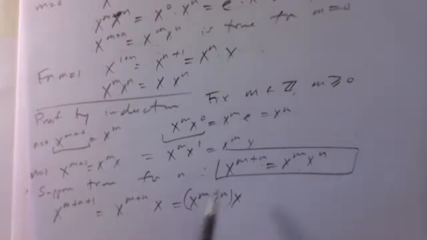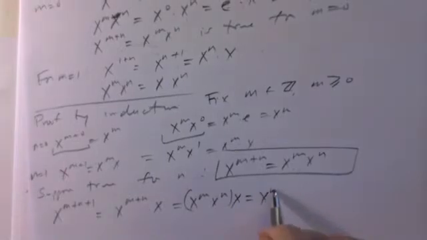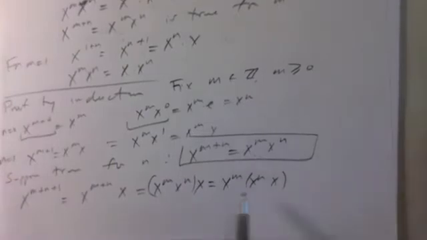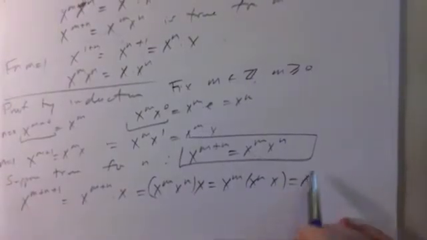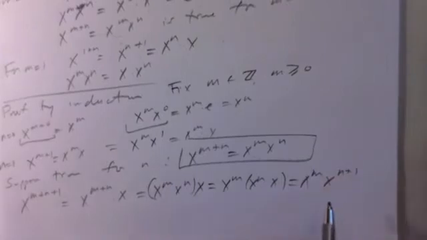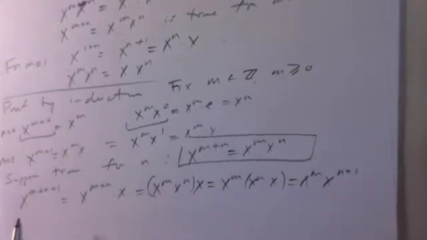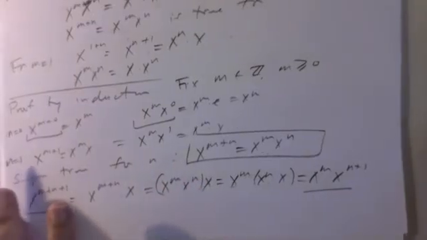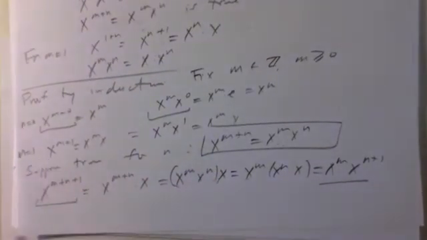That's our induction hypothesis. By associativity, this is x to the m times x to the n times x. X to the n times x is x to the n plus 1. So I prove that this equals this. So if my statement is true for n, it's true for n plus 1, and this means it's true for all n. So this proves the theorem in the case of non-negative integers. And there's another argument you need for negative integers, which is written out in detail in the notes, and you can read it there if you're interested.